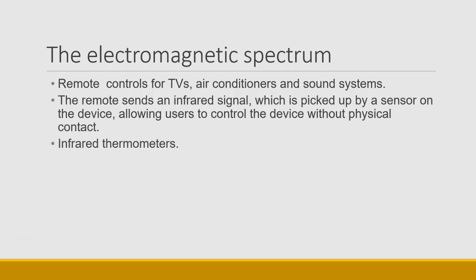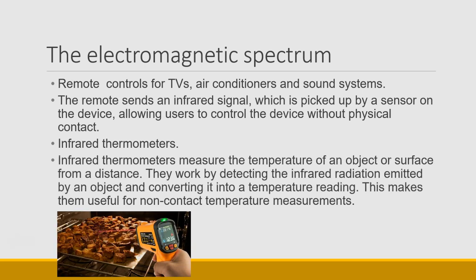Infrared radiation is also used in infrared thermometers. Infrared thermometers are able to measure the temperature of an object from a distance because they can detect the infrared radiation or the heat that's being emitted by the object, and then it converts it into a temperature reading. So this is very convenient for temperature measurements without direct contact.